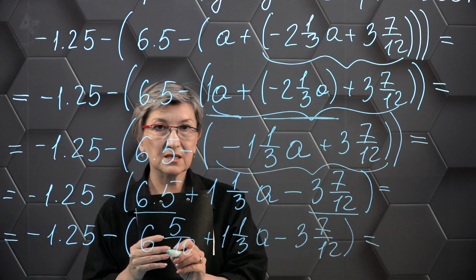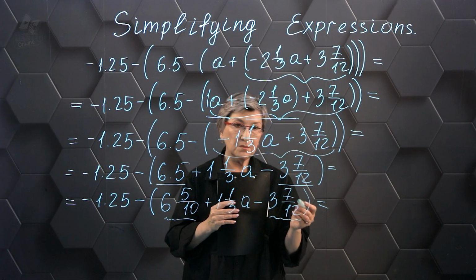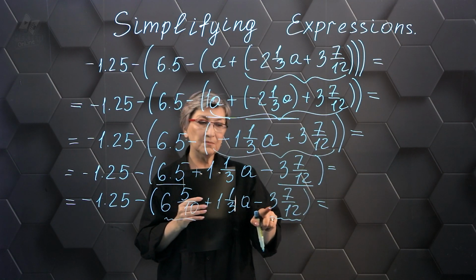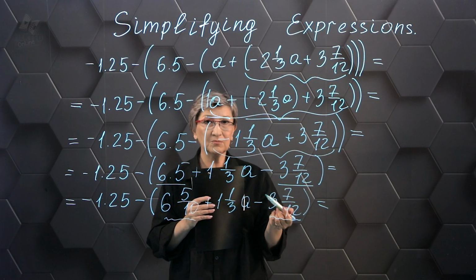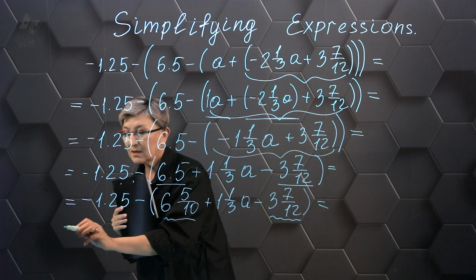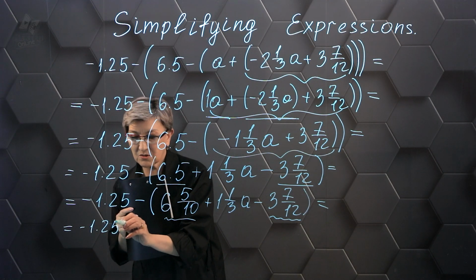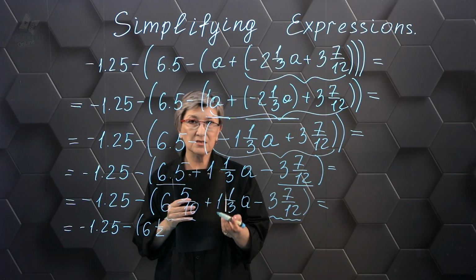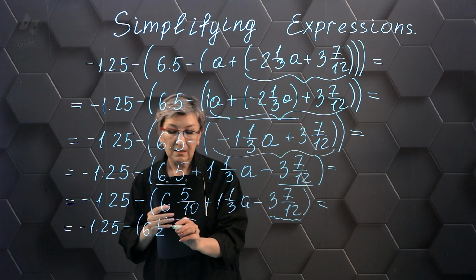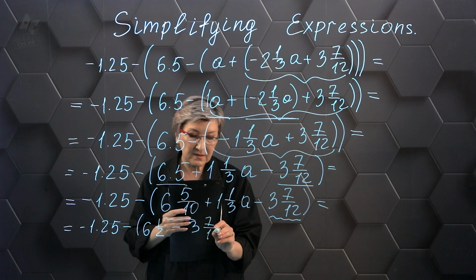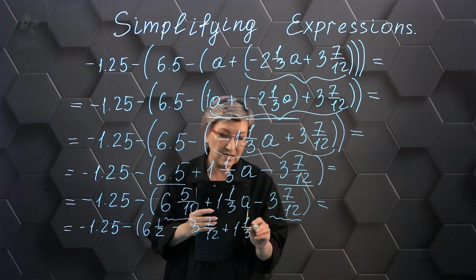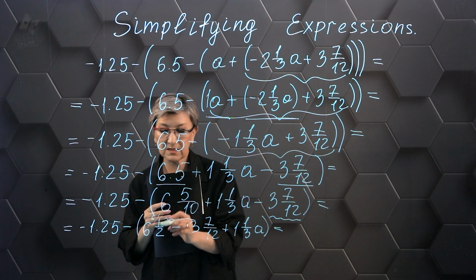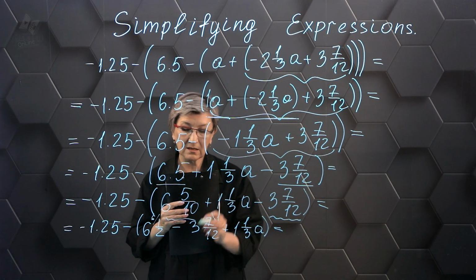And then we need to add two similar summands. We can see that these are constants. Then I'll write down 6 1/2 minus 3 7/12. And then we'll need to get to a common denominator. Let's write down minus 1 25/100 minus 6 5/10, because I divide 5 and 10 by 5, I get 1/2, minus 3 7/12 and plus 1 1/3 a equals. Let's bring it to a common denominator. Then the additional multiplier is 6 here, and here it is 1.